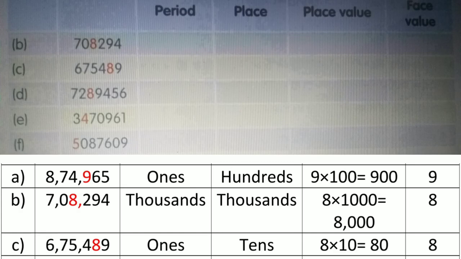The C part is 675489. Now let's place the commas properly. Commas should be placed as 6,75,489 because 6 lies in the lakhs period, 75 lies in the thousands period and 489 lies in the ones period. Now we have to determine the period, place and place value of the colored digit, which here is again 8. The 8 lies in the ones period because it comes in the tens place. Moreover, the place value will be 8 into 10, that is 80, and the face value will be 8.